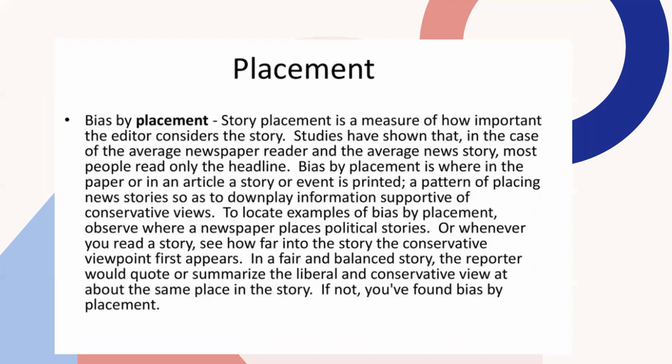Next type of bias is bias by placement. We will watch a short video on bias by placement in today's lesson as well. So story placement is a measure of how important the editor considers the story. Some stories appear on the first page of the newspapers, in the morning news that everyone watches, or can appear as the pinned message to your social media pages.